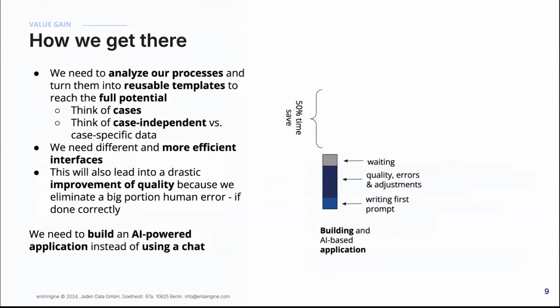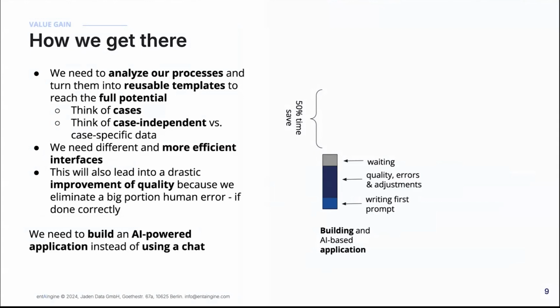So if we are analyzing our processes and building reusable templates, we have to think about cases, and we have to think about case-specific versus case-independent data. Case-independent data is basically your knowledge base that you can, with retrieval augmented generation, get into your processes. On the other side, we have case-specific data, which is data related to the very case that you currently have at hand. So data that is always changing from case to case.